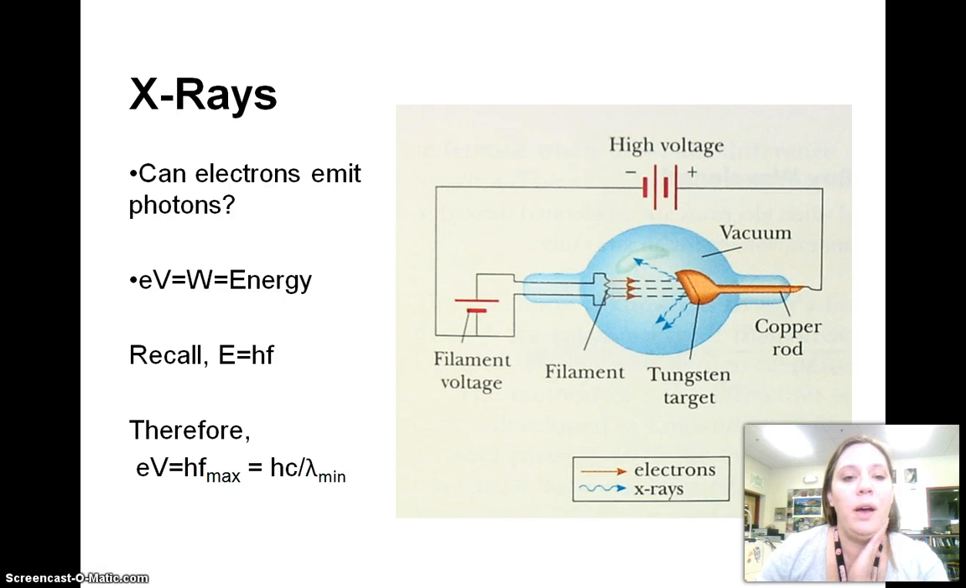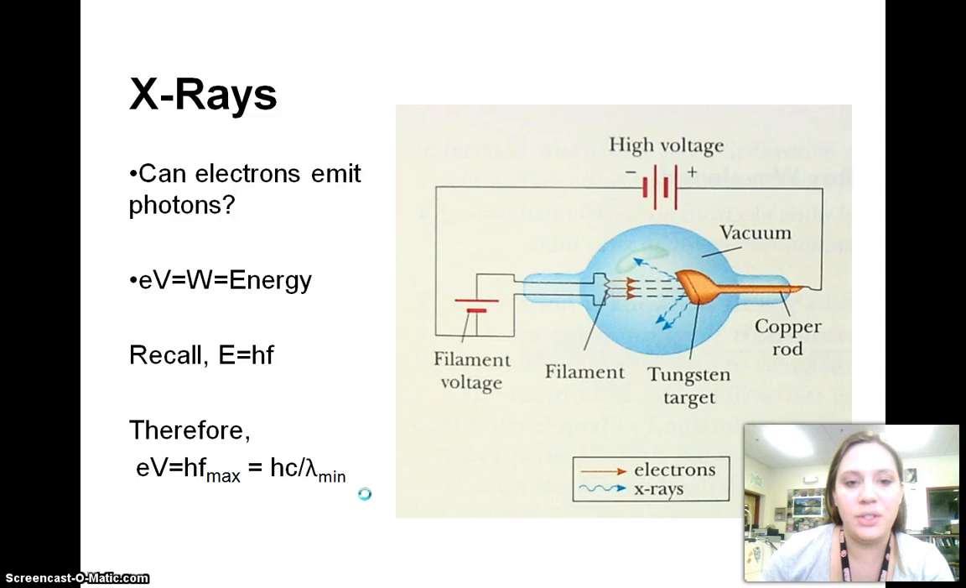Okay, and from Planck's equation, the energy of the photon ejected must be equal to hf. So right down here, we set the energy of the electron, eV, equal to the energy of the photon, which would be hf max. That would be the maximum, assuming that energy is not lost. Now, a lot of times we want to know wavelength instead of frequency. So again, we substitute c over the wavelength, and it says wavelength minimum because frequency and wavelength have an inverse relationship.